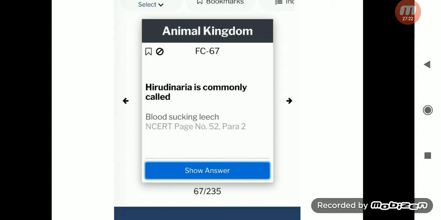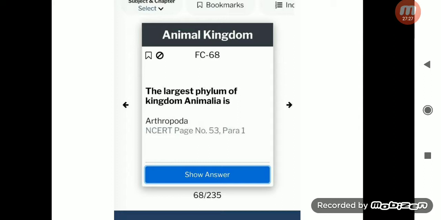The largest phylum of kingdom Animalia is Arthropoda.